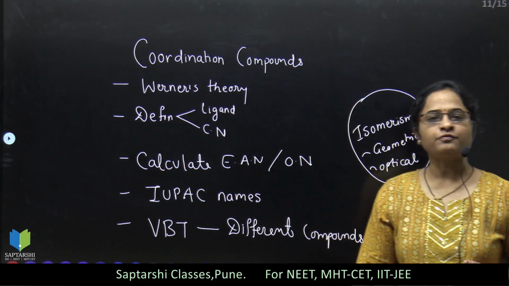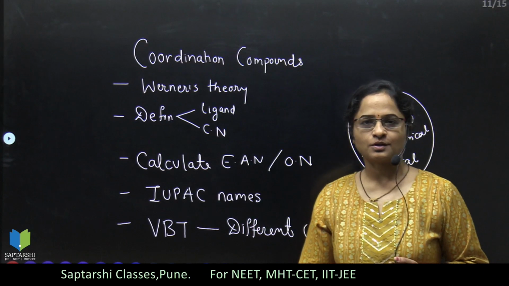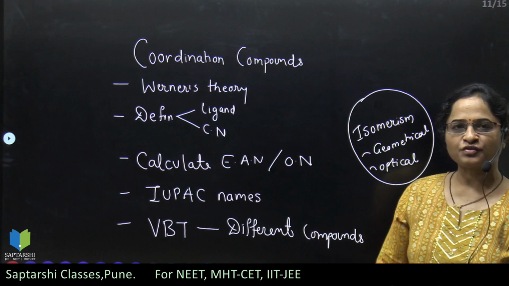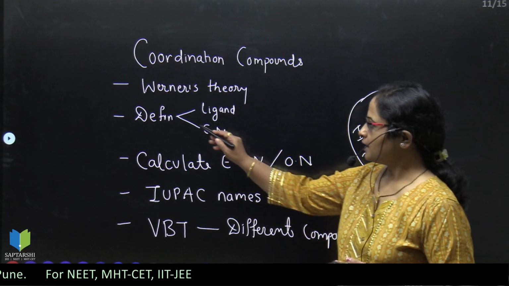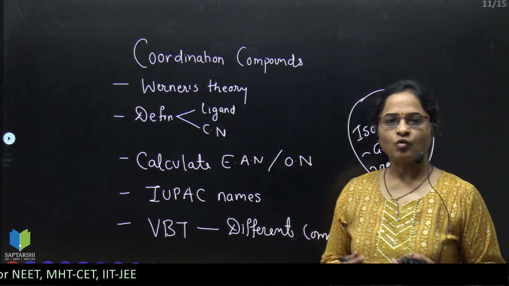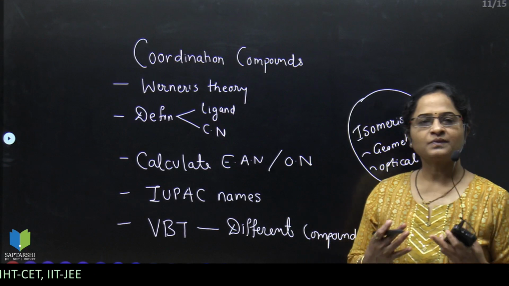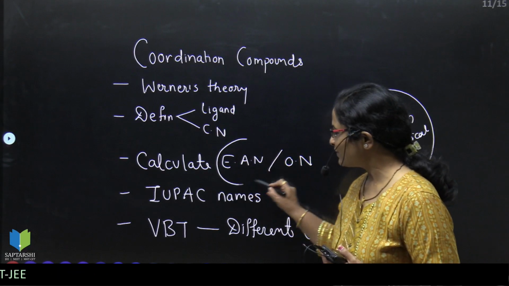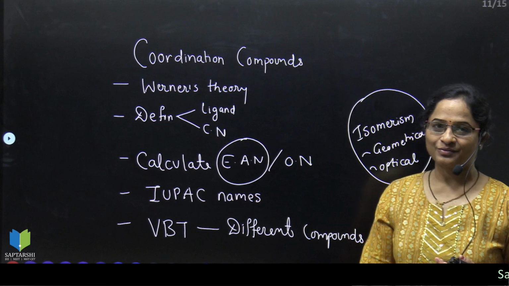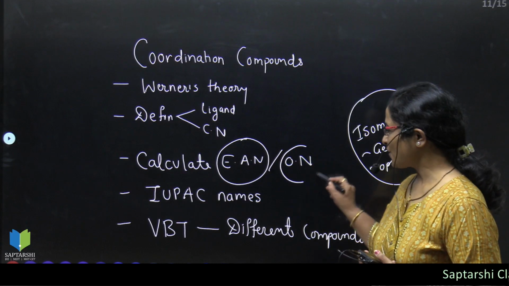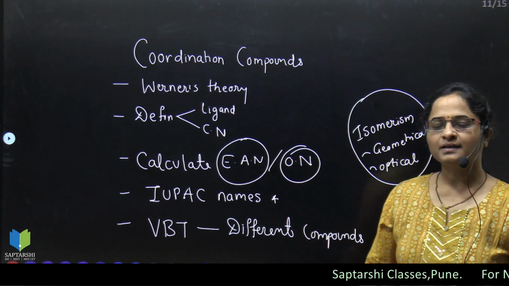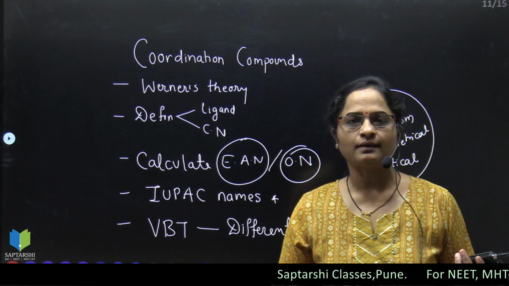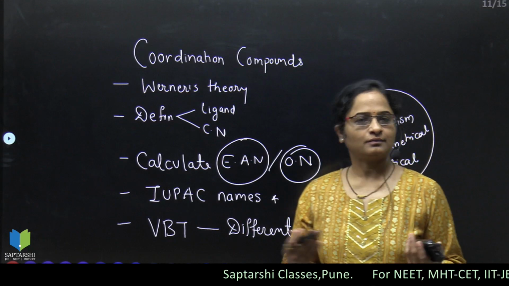Yes, the most beautiful chapter of chemistry is coordination compounds, very specific. State the postulates of Werner theory. Definition, what is ligand, what is coordination number. Next is how to calculate effective atomic number, very popular question, or oxidation number. State the IUPAC name. Either the compound will be given, you have to tell the correct IUPAC name, or vice versa.